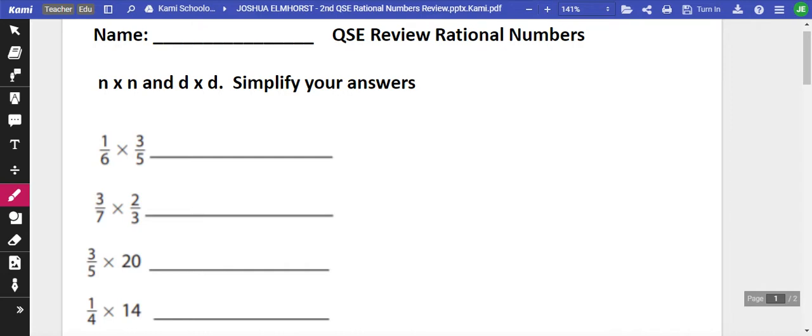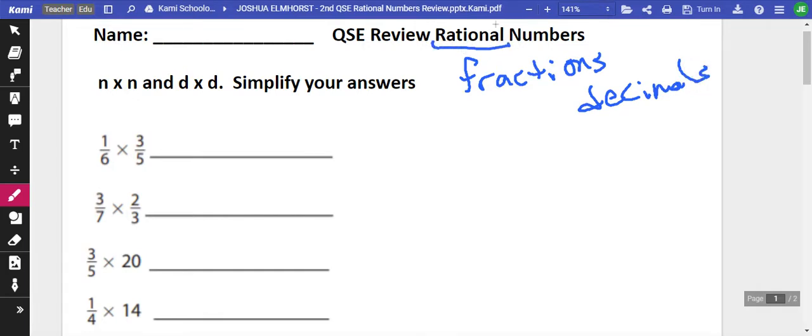Okay, there's Mr. Elmhorst. We're going to go over the QSE review for rational numbers. So, rational numbers, pretty much just talking about fractions, decimals, and percents. So, that's going to be our rational numbers.